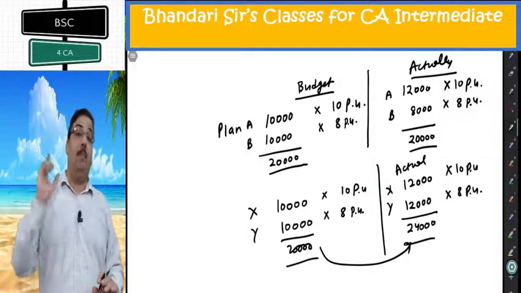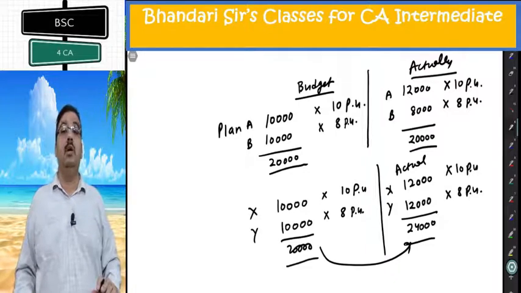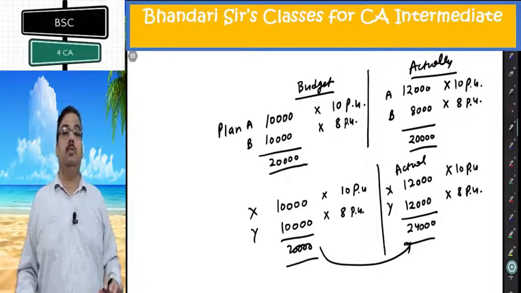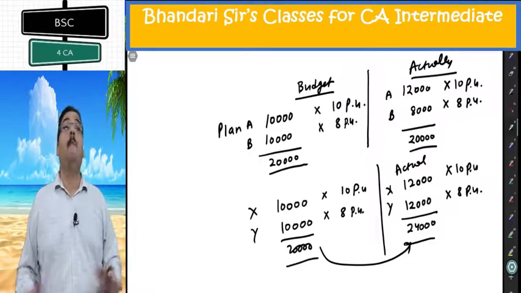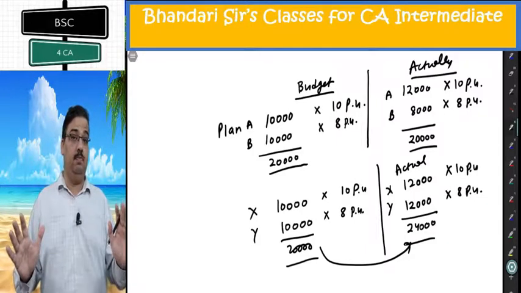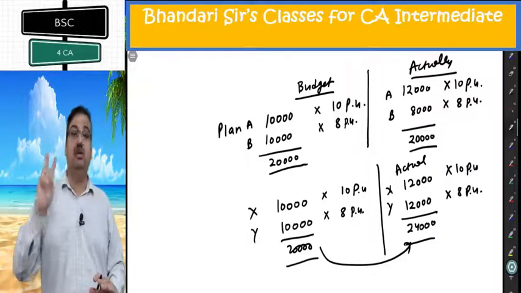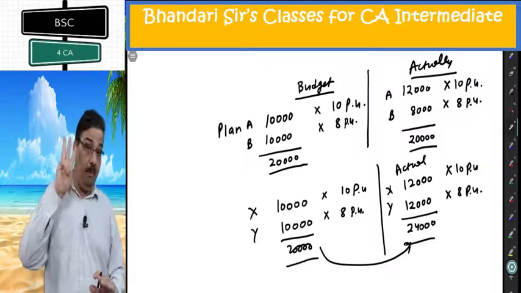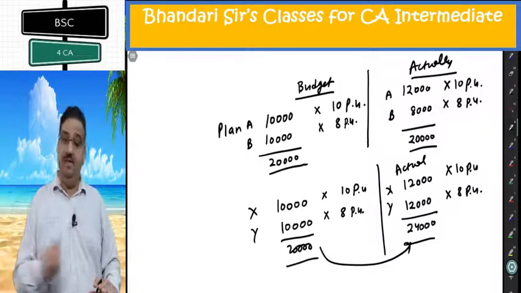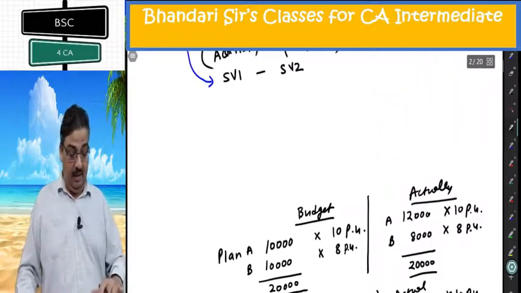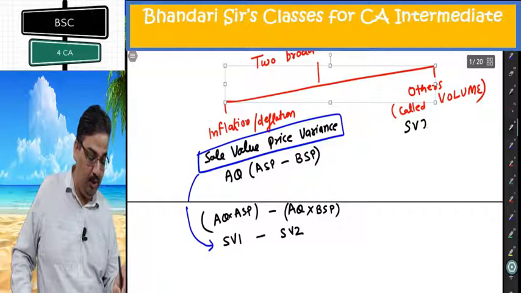At different levels: top level variance, total sale value variance. Middle level variances, sale value price variance, sale value volume variance. Bottom level, be very sure, price is bottom also. Sale value price variance, mix variance, quantity variance. These three are bottom level variances. So remember their name, meaning, everything will be easily done. So I am writing their table. Inflation, deflation I have already written. Others called volume, that is SV2 minus SV4.